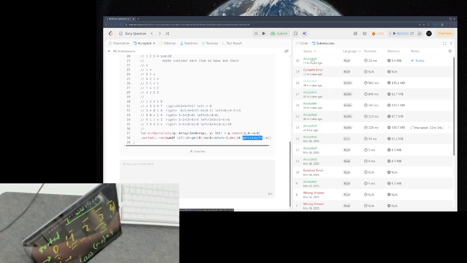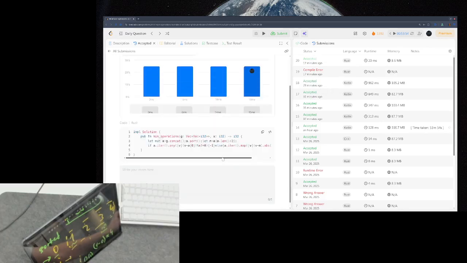Now let's look at the Rust. It has this concat that would do this flattening of the grid, and this is pretty trivial and pretty verbose. That's it for today.